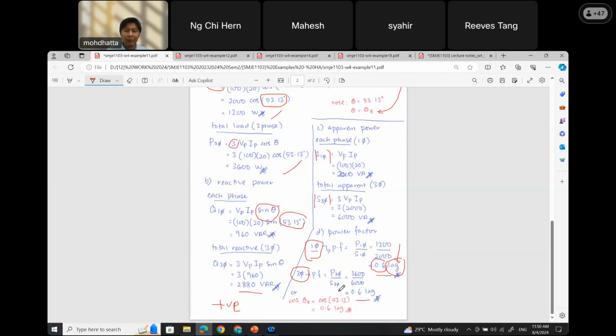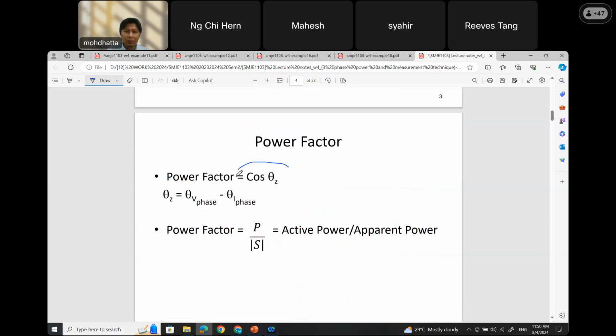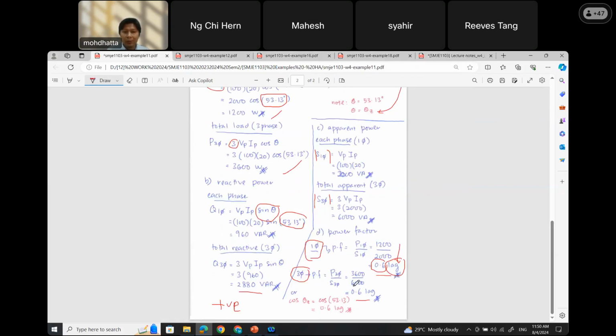by S three phase. And if you look at the definition that we have for the power factor, it can also be calculated using this formula, cos theta Z. If you notice here, you can also use cos theta Z to get your power factor.